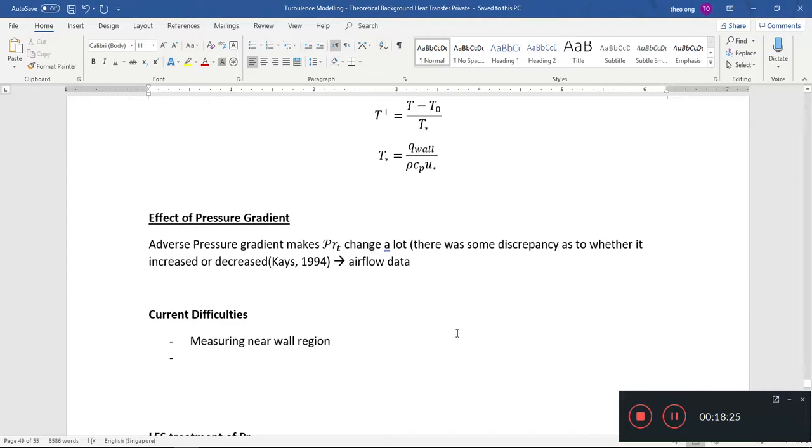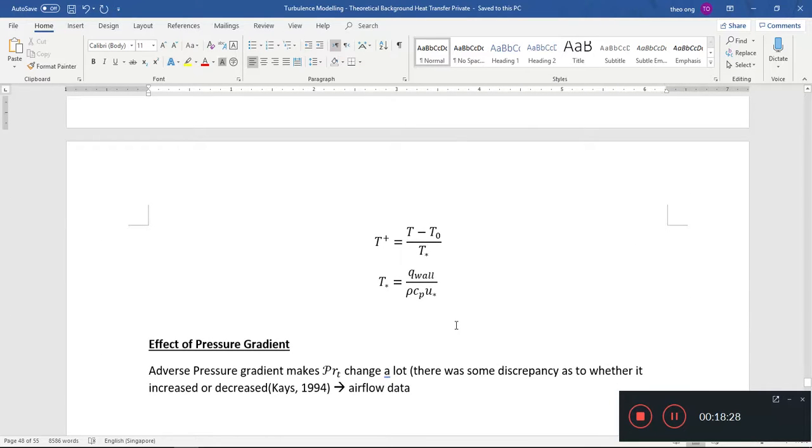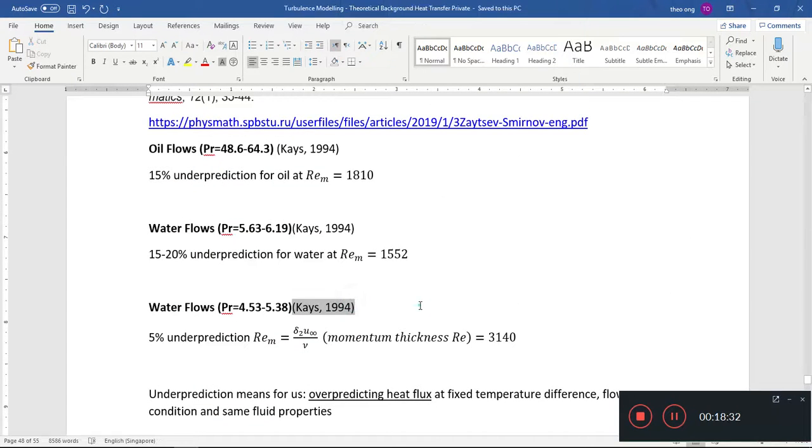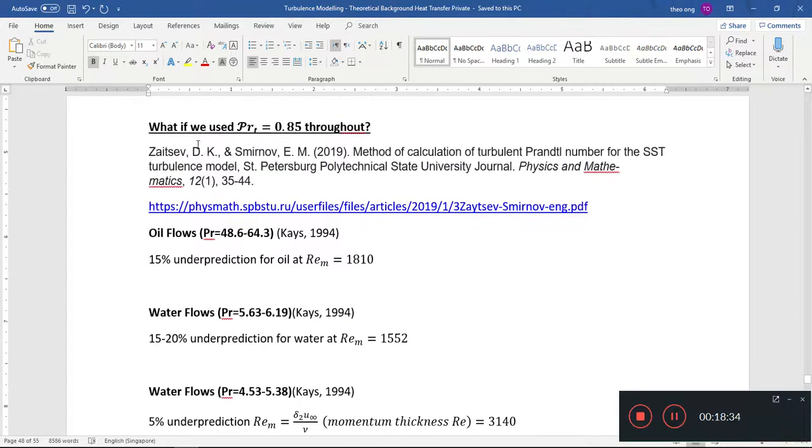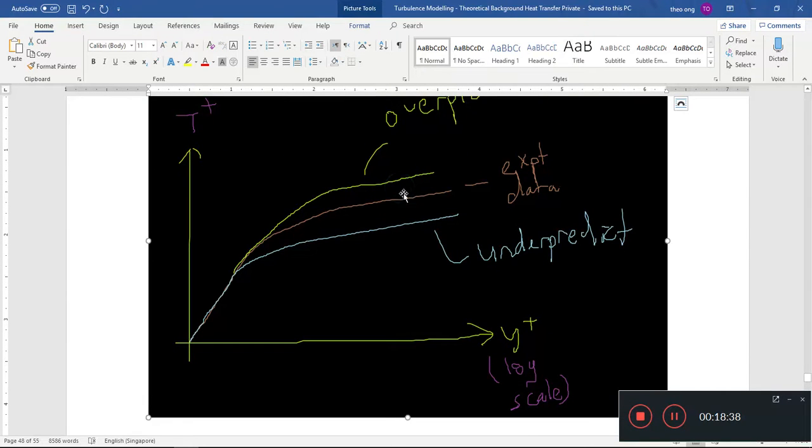All right. This is the effect of the Prandtl number, and of course the effect of using a constant Prandtl number. And what you actually see here, there's a proper name for it. When you see this over prediction, under prediction, and the Prandtl number intercepts are different, but the gradient's the same, this is called log layer mismatch.